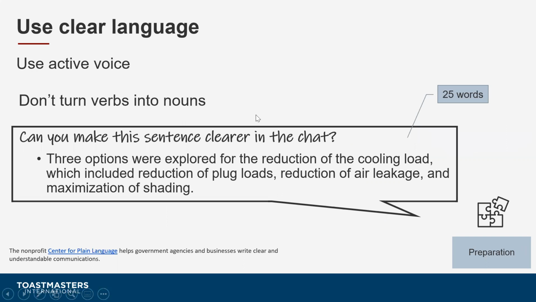So we talked about using active voice, we don't want to turn verbs into nouns. Now here's a mouthful of a sentence, and I'd like you in the chat to try to make it much clearer using far fewer words. So let me read it out loud to you. 3 options were explored for the reduction of the cooling load, which included reduction of plug loads, reduction of air leakage, and maximization of shading. That's a hard sentence to say in itself, and that's 25 words in one sentence.